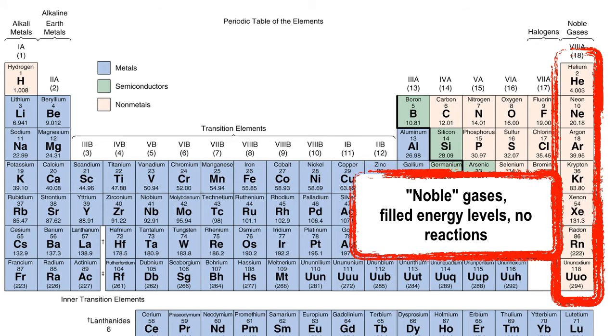Same thing with neon. Neon here is the next noble gas down in this column. Neon has an atomic number of 10. That means its n equals 1 level is filled with 2, and its n equals 2 level is filled with 8 more, total of 10 electrons. So neon is happy as the proverbial clam. Argon is next, and argon is 18, right? Another 8. It's happy as the proverbial clam, and so on down.